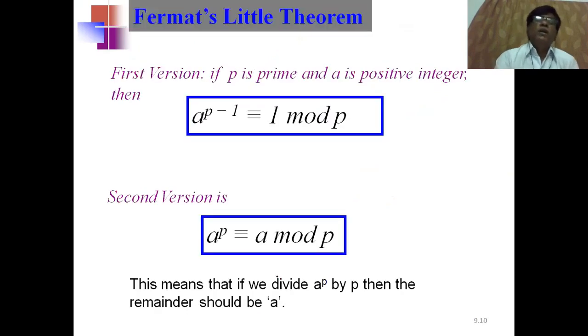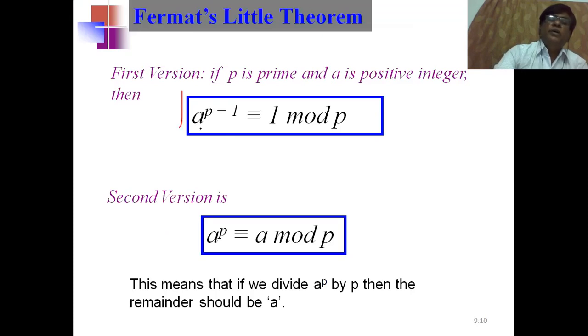Now we have one theorem that is called Fermat's little theorem. As per this theorem, it has 2 versions. The first version says: if P is a prime number, and A is a positive integer, any number. Assume here we have P and A. P is the prime number, A is any positive integer. If we have those two numbers, then the relationship between the prime number P and A is like this.